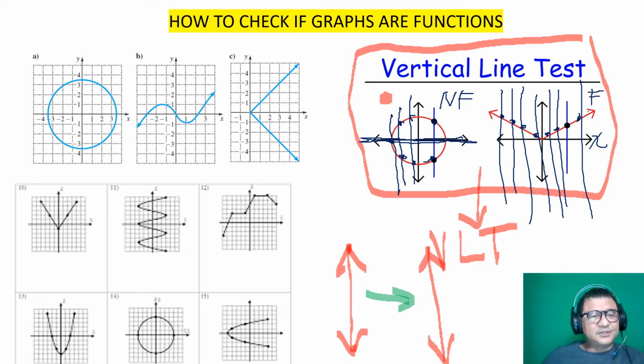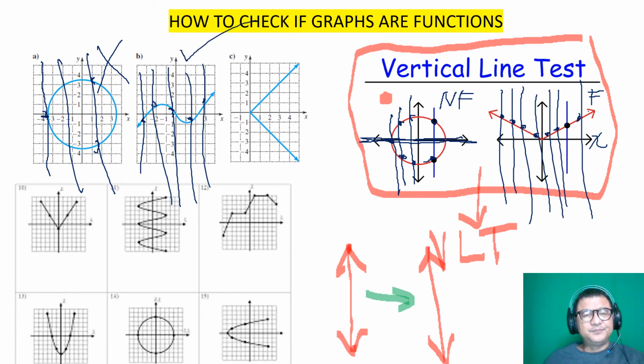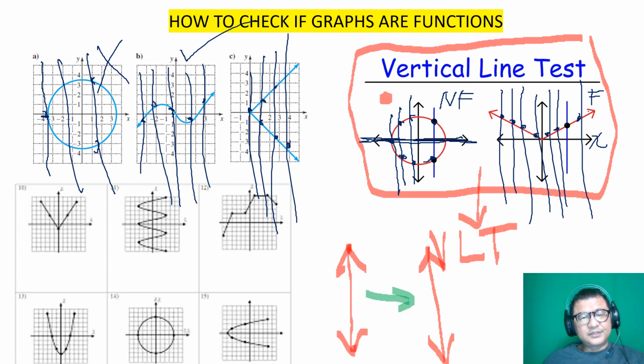So let's look at the first example. Here, we're good. It will touch once, but here it will touch twice already. Not a function. I'll just put an X. Here, it will only touch once wherever you go. So you're a function. But here, as you move on, wherever it goes, it touches twice already. Not a function.